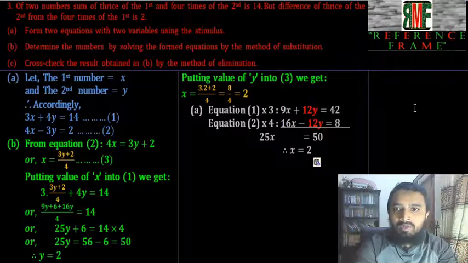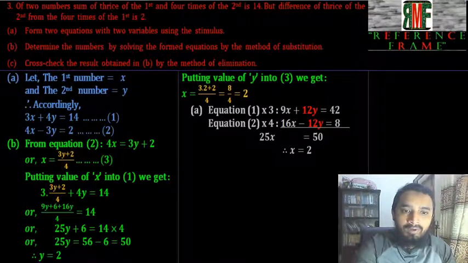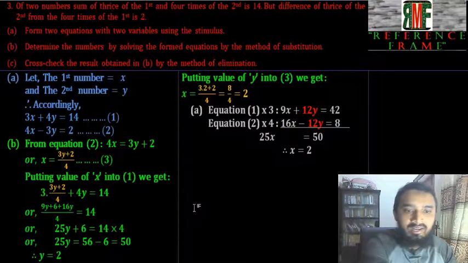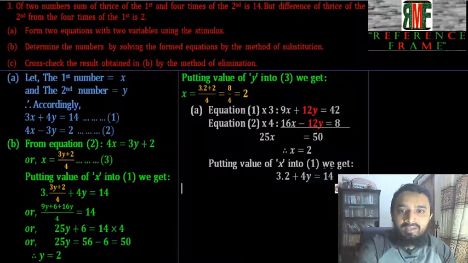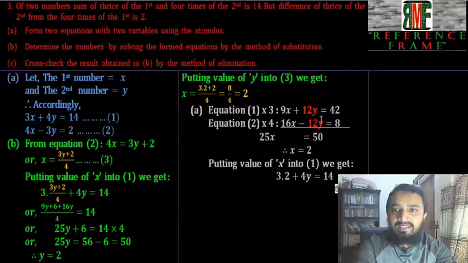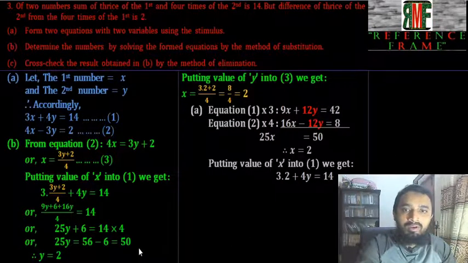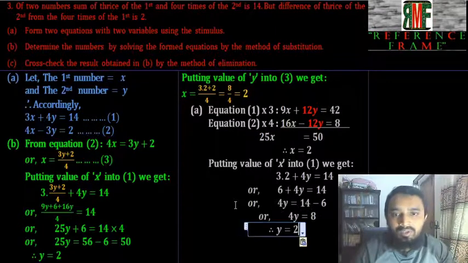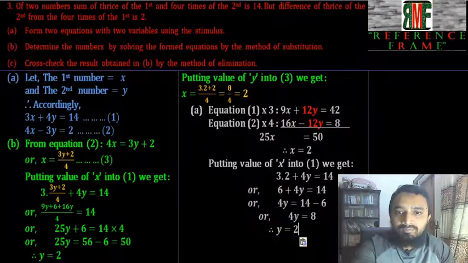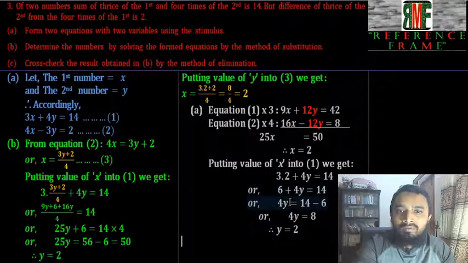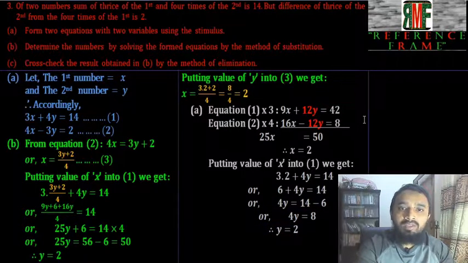So putting it into equation 1, as you can see, I'm just writing it down. Putting the value of x into 1, we're going to have 3 into 2 plus 4y is equal to 14. Now look, 3 twos are 6. If we move 6 to the right side, that's going to be minus. So 14 minus 6 means basically 8. So finally we have 4y is equal to 14 minus 6, that means 4y is equal to 8, therefore y is equal to 2. Now just match with the result obtained in B.